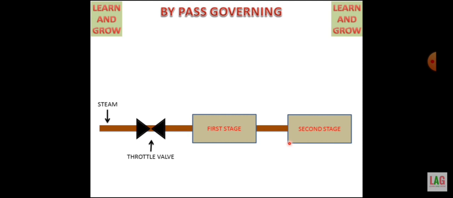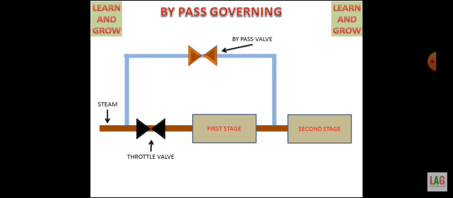But in the overloaded case, if we want more speed of the turbine, we have to bypass the first stage of the turbine. For this, we use a bypass valve. Now when steam comes, it will not go directly through this pipe. It will be bypassed by this valve and the steam will reach the second stage instead of the first stage. So the speed of the turbine will be increased.